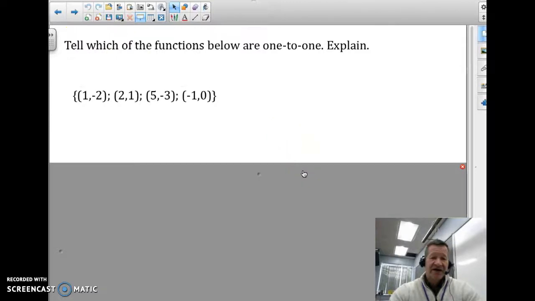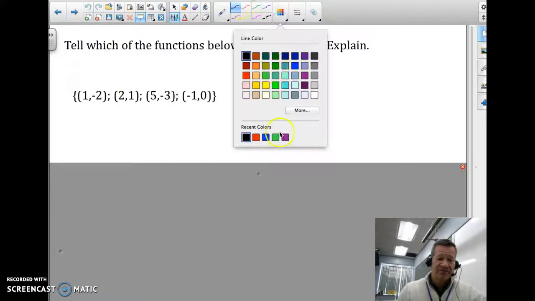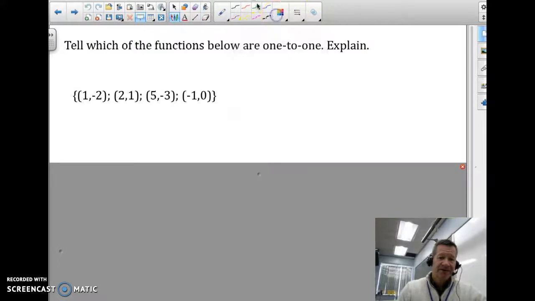Now, to find inverse, we're going to do it three ways. The first way is numerically. So let's say I have this numerical data as part of a function. We call this discrete data because there is a finite number of ordered pairs rather than a continuous infinite function. So here, is this function one-to-one? Well, you notice none of the x values repeat, nor do the y values. So the answer here, yes, this is one-to-one because none of the x or y values repeat.